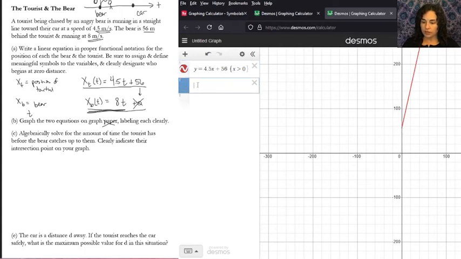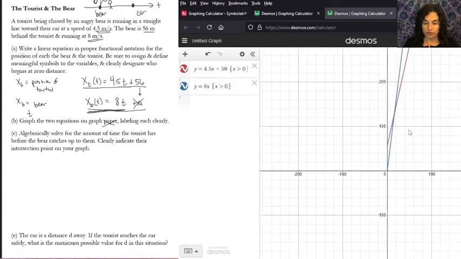And we can do the same thing here for the bear. Here's y equals 8x, and that is the graph of the bear. We can see that the bear starts at the origin, which we expected here, and he and the tourist meet up at some point later, and we can see the answer. And I will also do the same. I will limit the x value from 0, so that we don't deal with a time less than 0. So we can see they're intersecting.